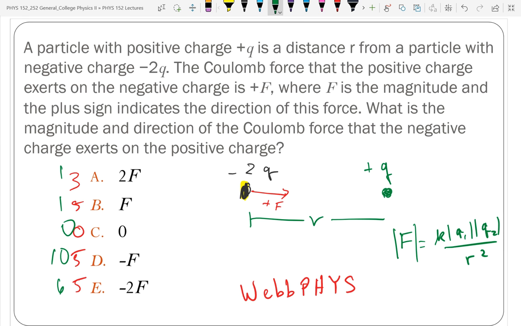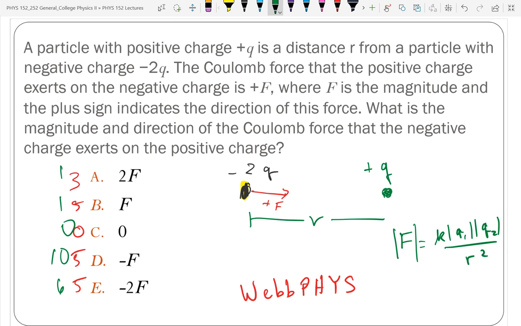And so that force magnitude, doesn't matter if you're on charge 1 or charge 2, you're still going to have charge 1 and charge 2 and the separation between them the same. So the magnitude has to be the same. Only the direction can change. Different way of answering it is going all the way back to the second week of first semester.